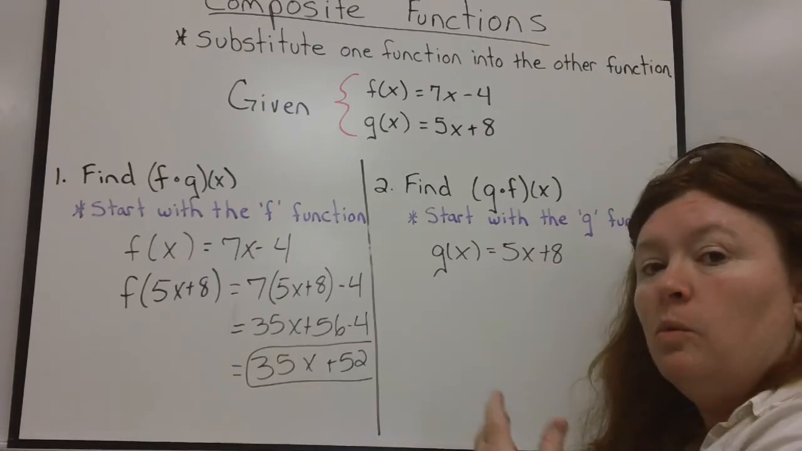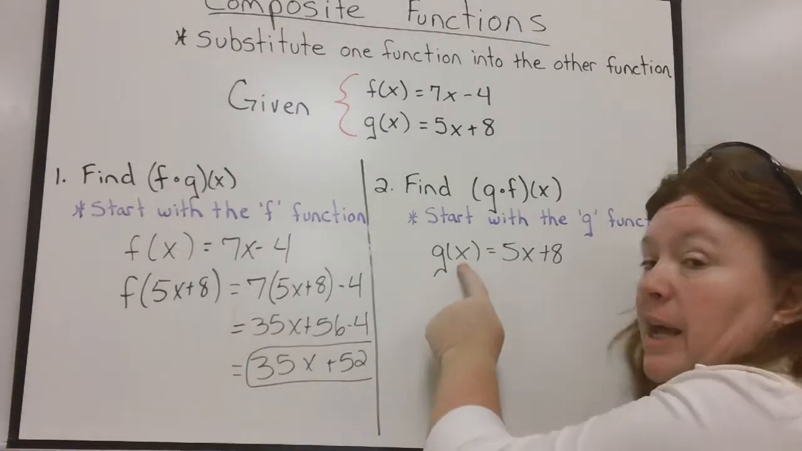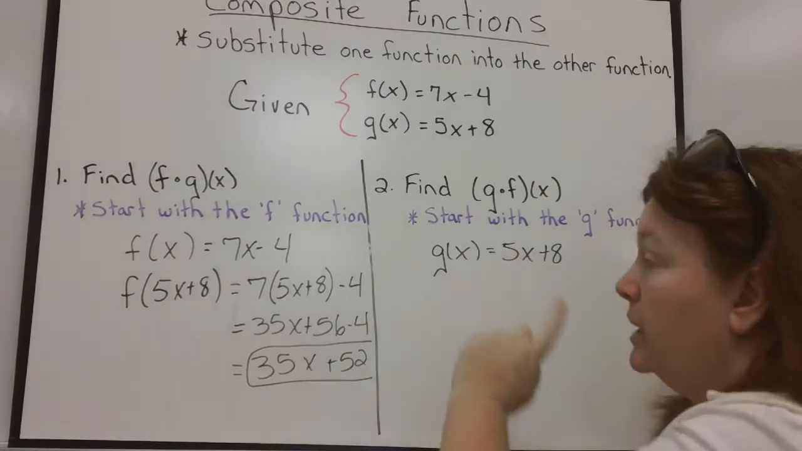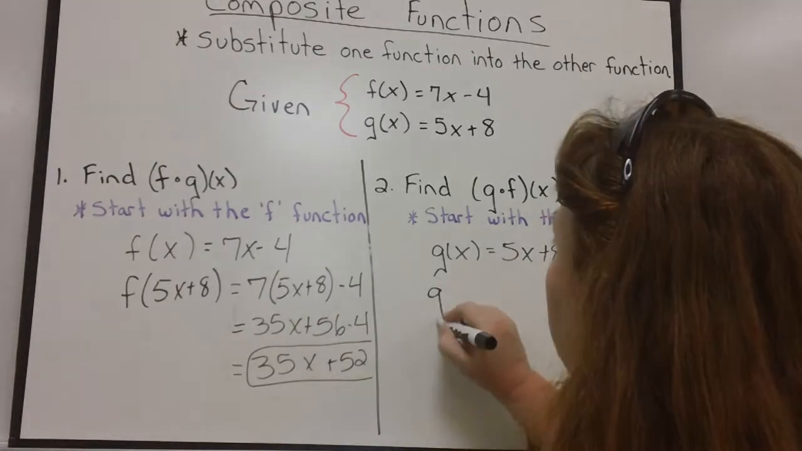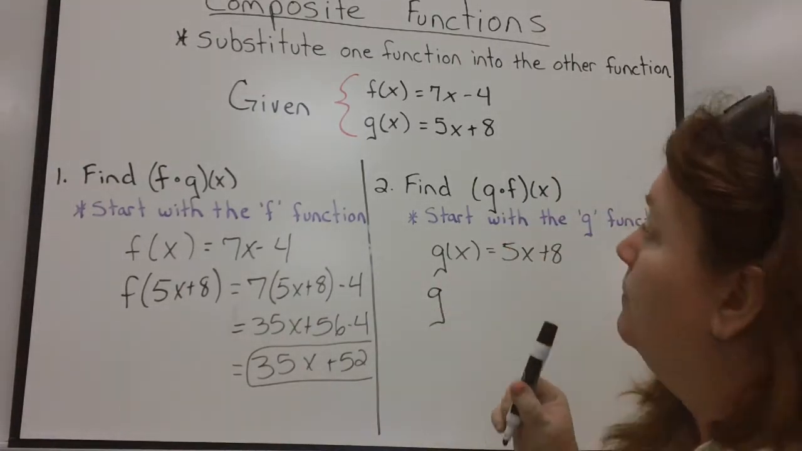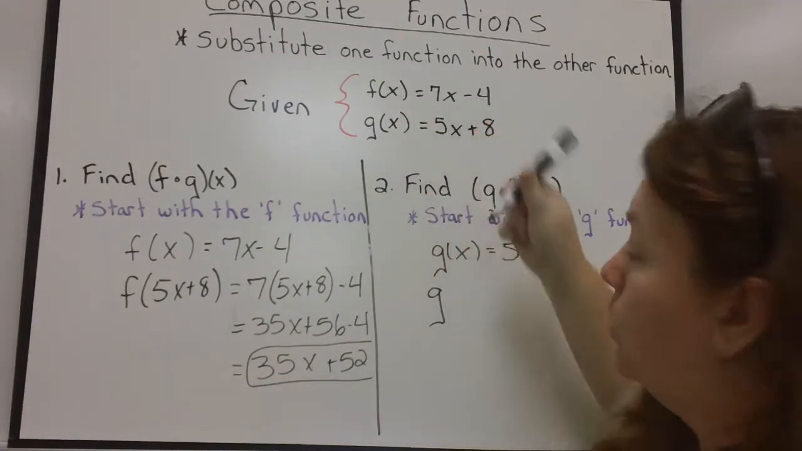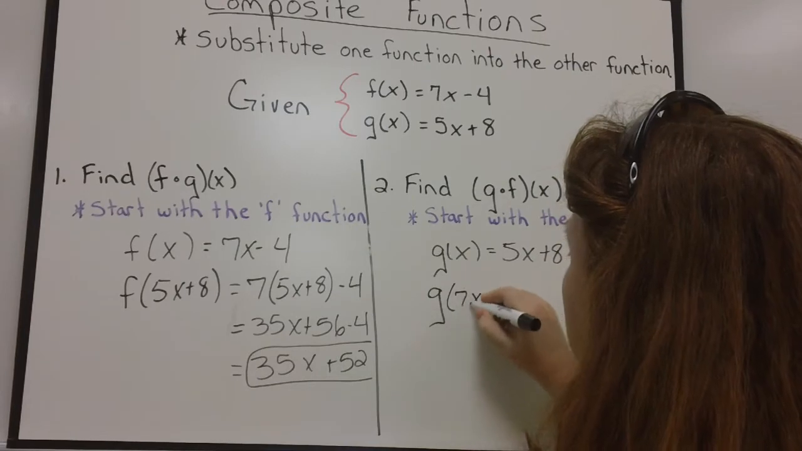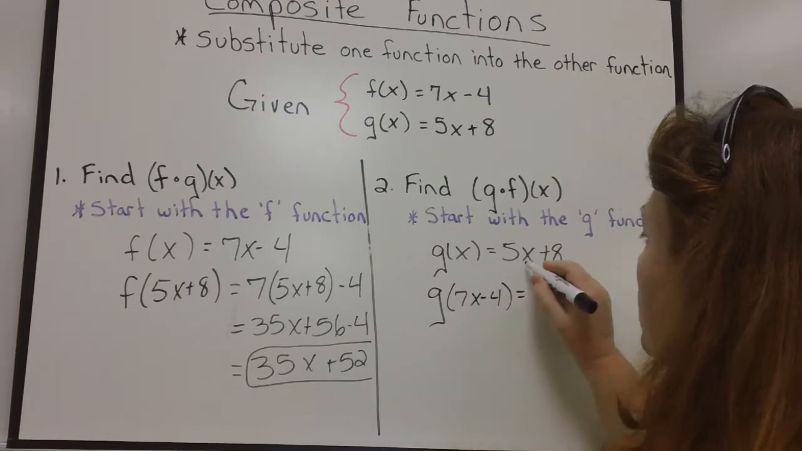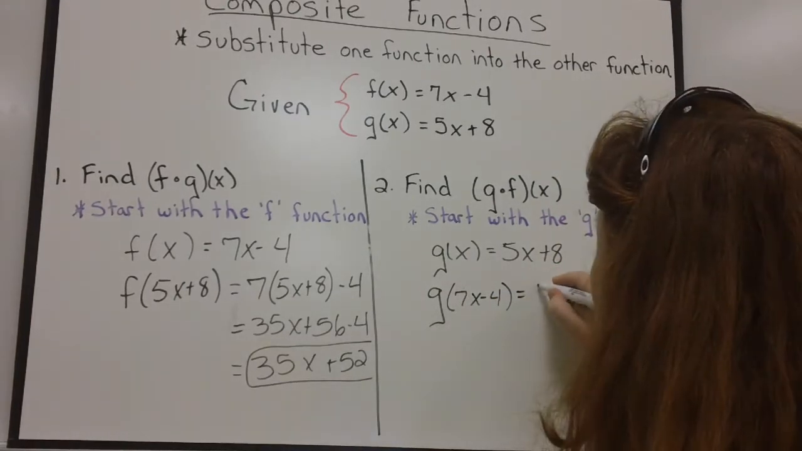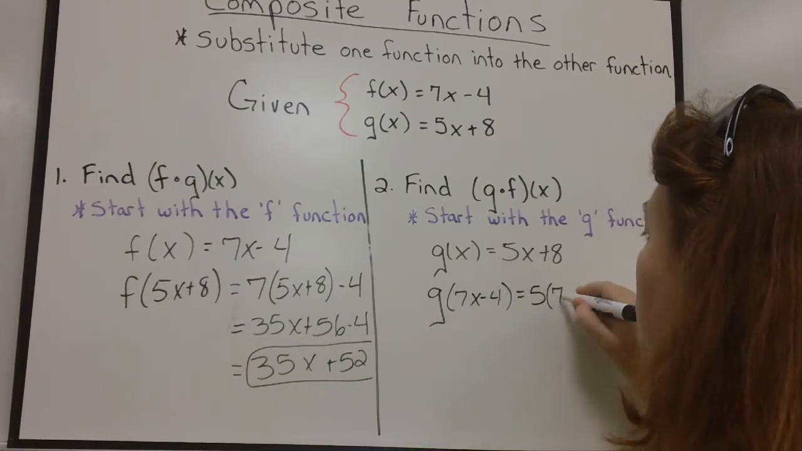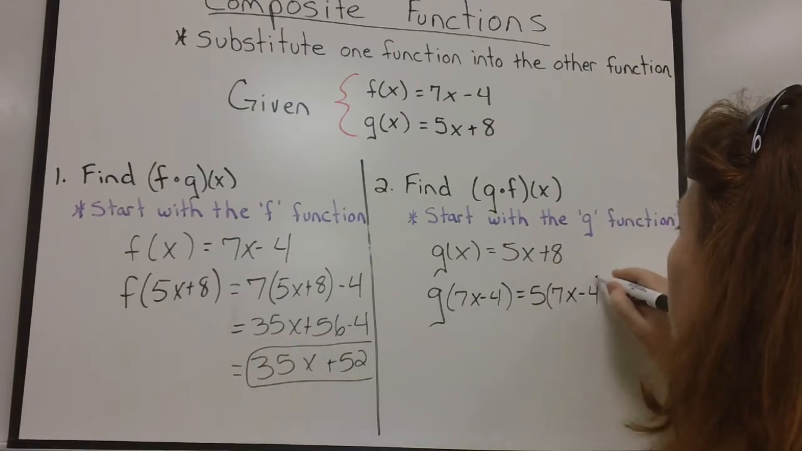Once I have a function, what do I have to do? I have to take out x and replace it with something. What am I going to replace it with? F of x. So f of x is 7x minus 4. So in here I'm going to take out the x and replace it with 7x minus 4.